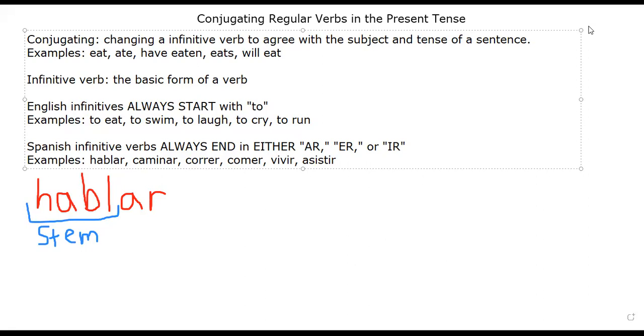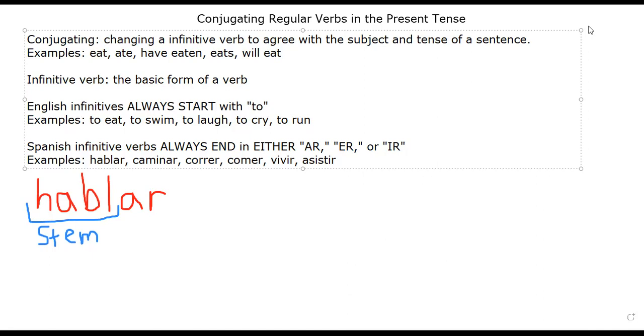Conjugating is when you change an infinitive verb to agree with the subject and the tense of a sentence. Conjugated verbs are different forms of the same verb. Take, for instance, to eat. To eat will become eat, ate, have eaten, eats, and will eat. All of these come from an infinitive verb. An infinitive verb is the most basic form of a verb.